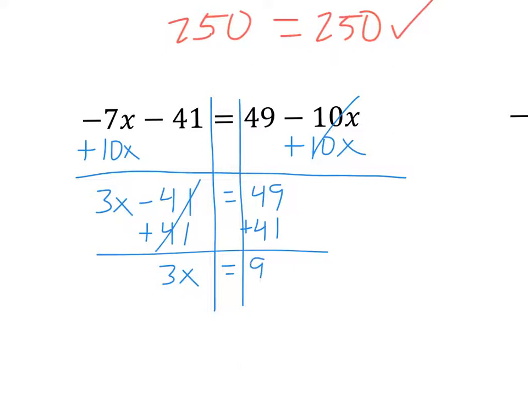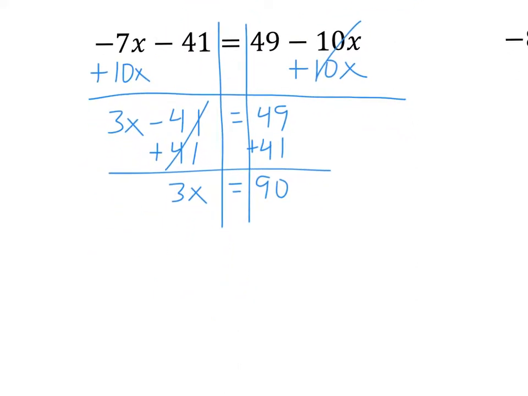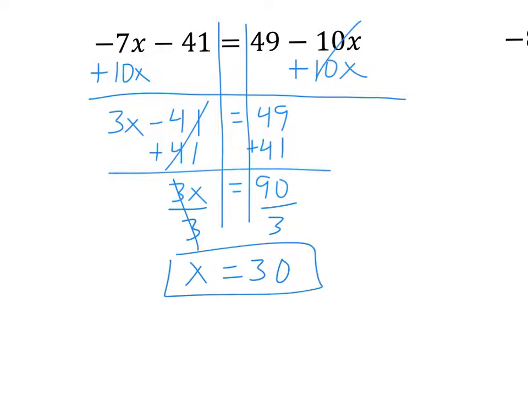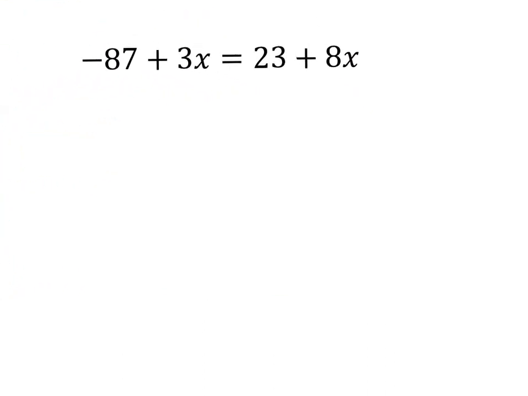plus 41, which gives us 90. Finally, we have 3 times x here, so we want to divide by 3 on both sides to get that x is equal to 30. Okay, that's our answer for that one.